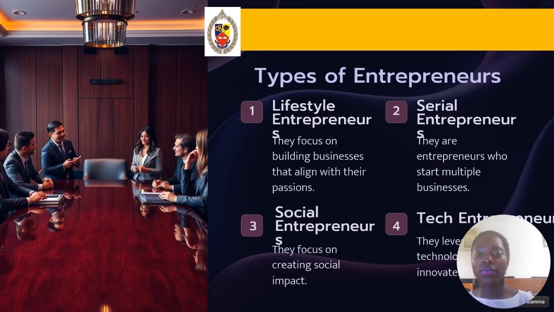We also have the serial entrepreneur. A serial entrepreneur is an entrepreneur who starts multiple businesses. A perfect example of a serial entrepreneur is our founder. He is the founder of Thomas Adewumi University. He is by name Engineer Dr. J.B. Adewumi. He is involved in real estate construction and development. He is also into medical services, and we are so lucky to have him as our founder.